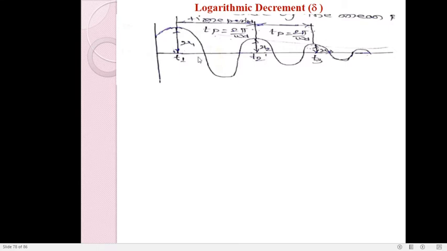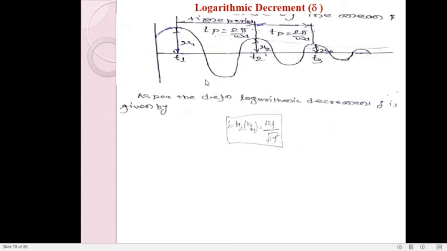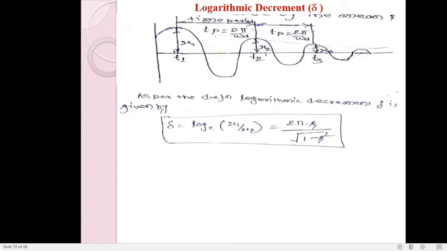Here we have shown the amplitudes or displacements of the vibratory system in each cycle as x1, x2 and x3. If you carefully observe this figure, these x1, x2, x3 are marked on the same side of the mean position. According to our definition, we can write the logarithmic decrement, which we denote by delta, as log base e, the natural log of two successive amplitudes, x1 upon x2, measured on the same side of the mean position.